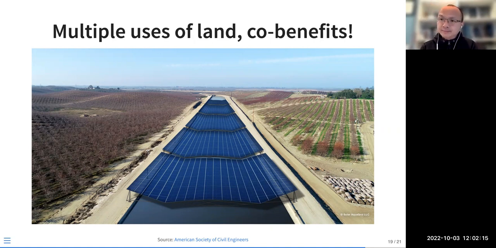And for development of our energy system, we need to think about more of those co-benefits. And floating solar is another example, where you build solar on waters to try to reduce the water evaporation, and at the same time generate electricity. Those are very good examples of co-benefits and the energy-water nexus.